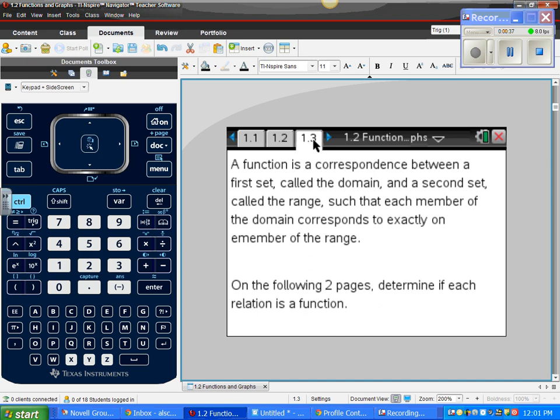All right, so a function is considered a correspondence between a first set, which we call the domain, and a second set, which we call the range, such that each member of the domain corresponds to exactly one member of the range. Okay.